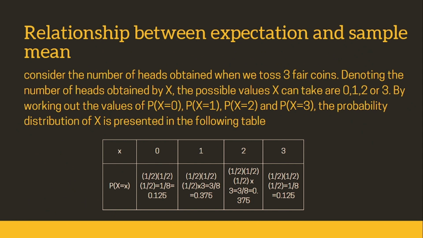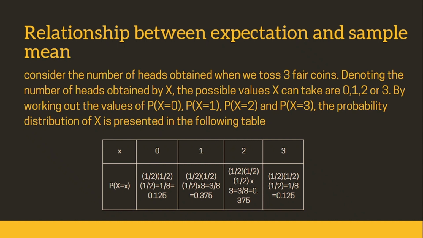So there's a certain relationship between expectation and sample mean. Let's consider the number of heads obtained when we toss 3 fair coins. Denoting the number of heads obtained by x, the possible values that x can take are 0, 1, 2, or 3. By working out the values of x equals 0, 1, 2, or 3, the probability distribution of x is presented in the following table.